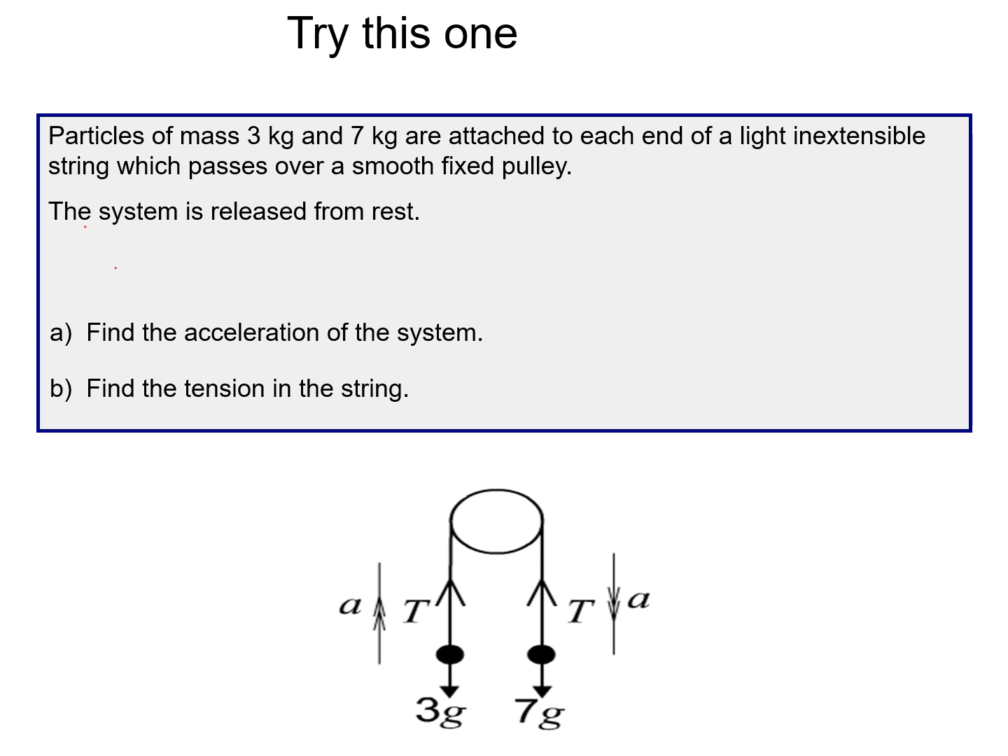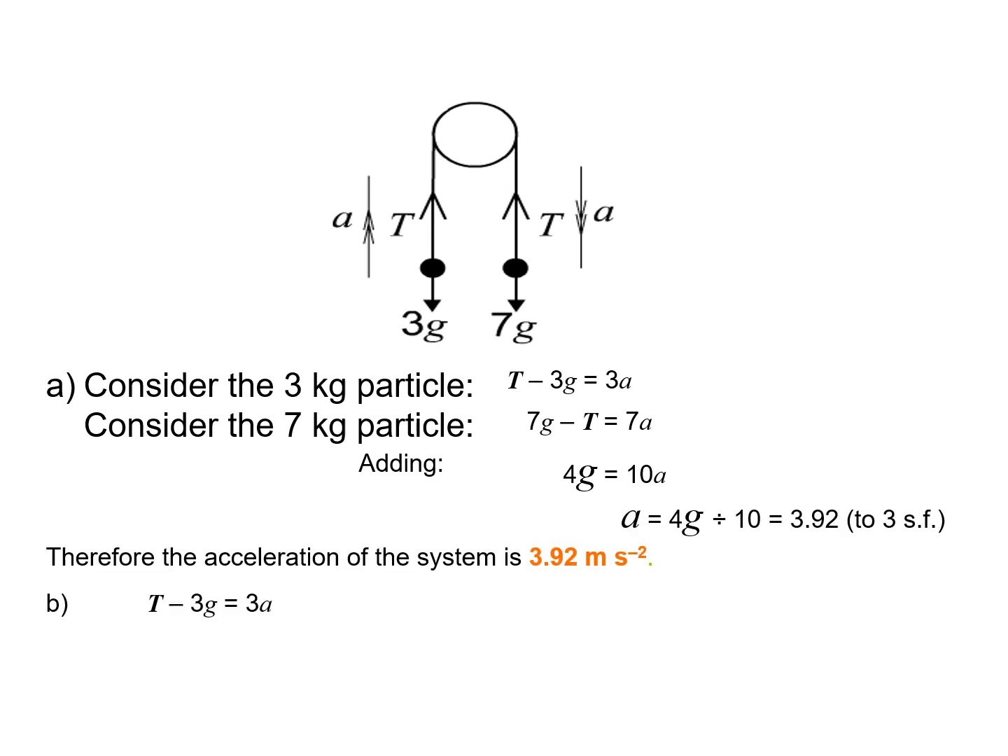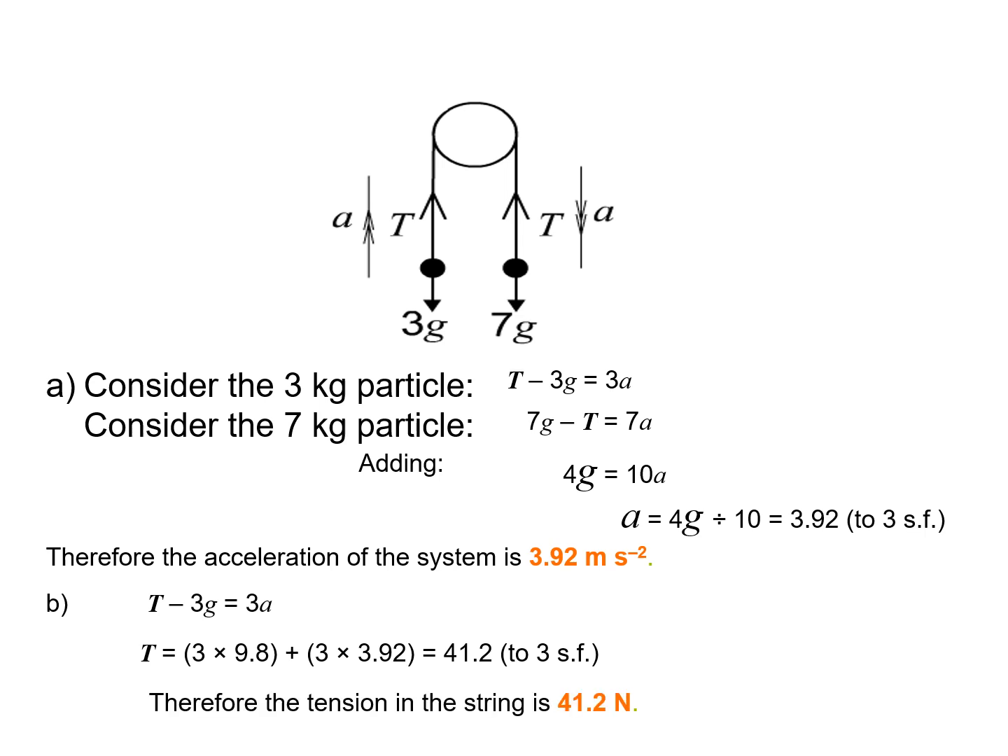Okay, if you're ready to look and you've unpaused the video, here we are. That's F equals ma on both particles. If you solve those simultaneously, you'll end up with the acceleration being 3.92 and the tension 41.2. Well, I hope you're successful and you'll try this one as well. Here you go.